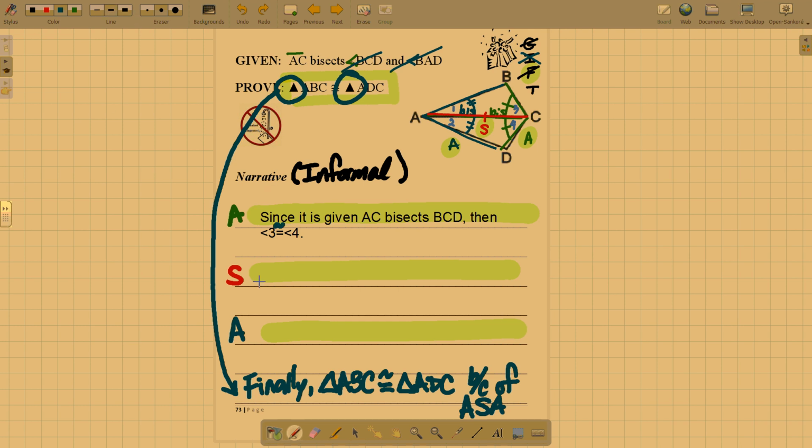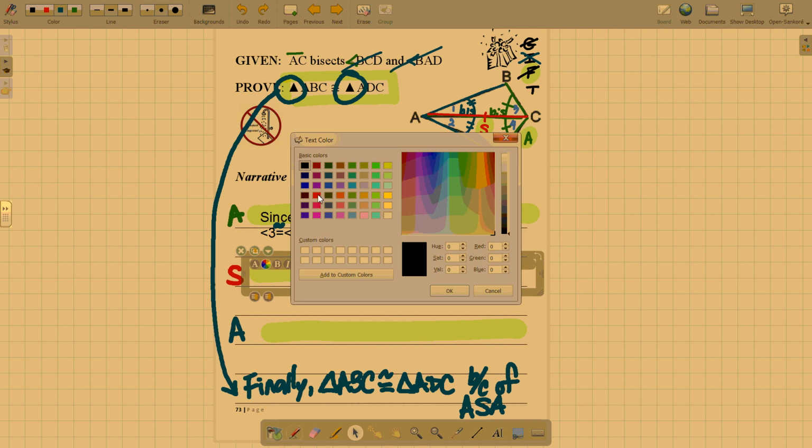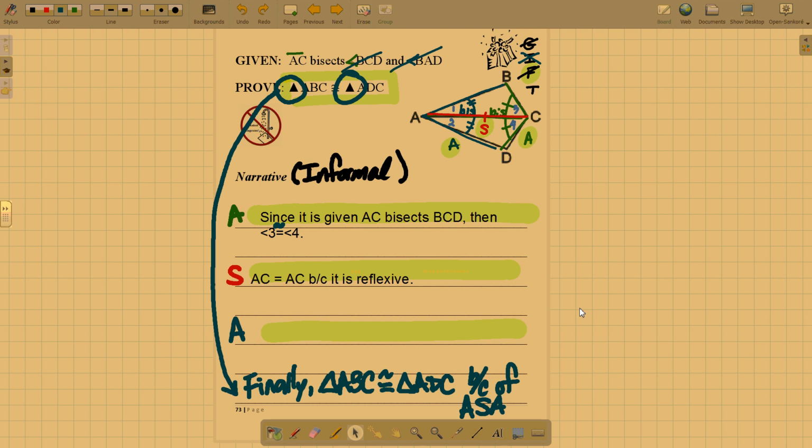And then your side. This one looks a little strange, but for your side you just write AC is congruent to AC because it is reflexive. So here we have a pair of angles. Here we have a pair of sides.